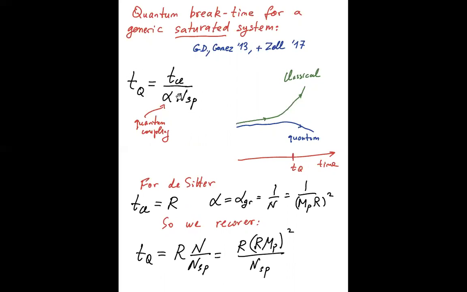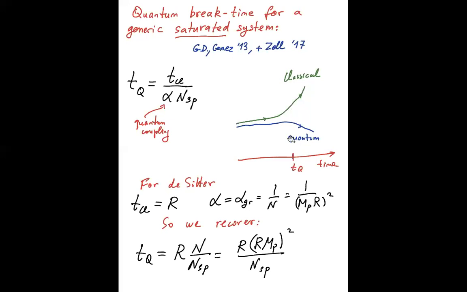So the quantum break time is given by the classical time of your system. For example, for de Sitter, this is Hubble, divided by the quantum coupling multiplied by the number of species that experience this quantum coupling. Whatever the quantum coupling is, okay? After this time scale, there is a complete departure between classical and quantum evolutions. And we call this quantum breaking.